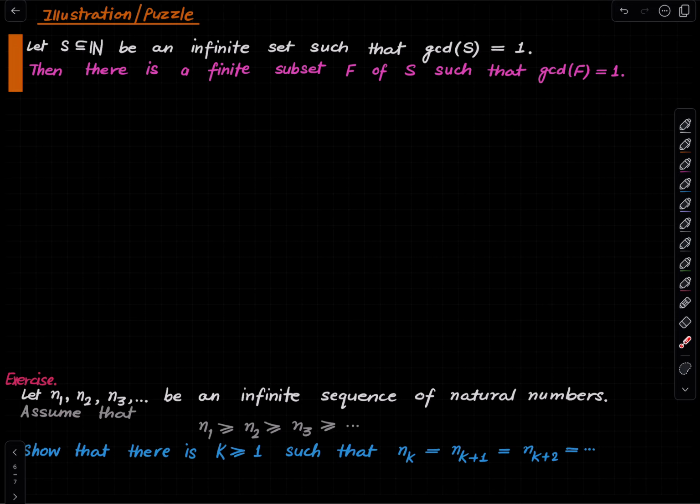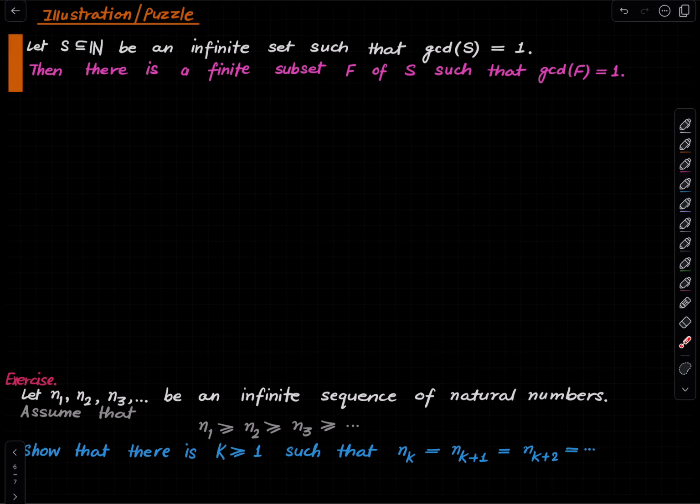What we are saying is that suppose we have an infinite sequence of natural numbers, n1, n2, n3, which is decreasing. Not necessarily strictly decreasing, just decreasing. n1 is at least n2, is at least n3, and so on. We want to say that this ultimately becomes a constant sequence. Ultimately, meaning after a certain point, you will not see any change. So the precise formulation is that there is some index capital K such that beyond the time K, all the values are the same.